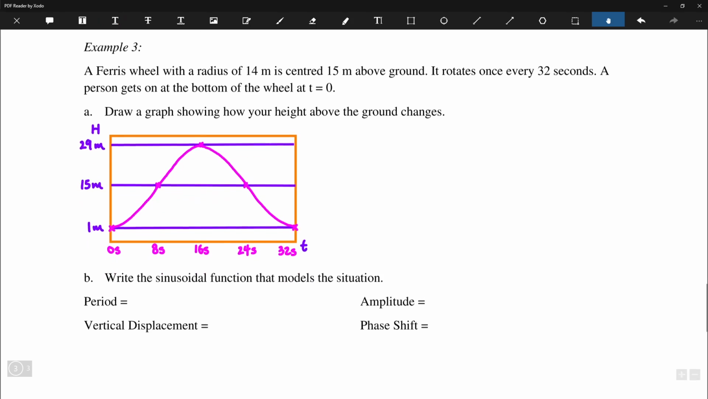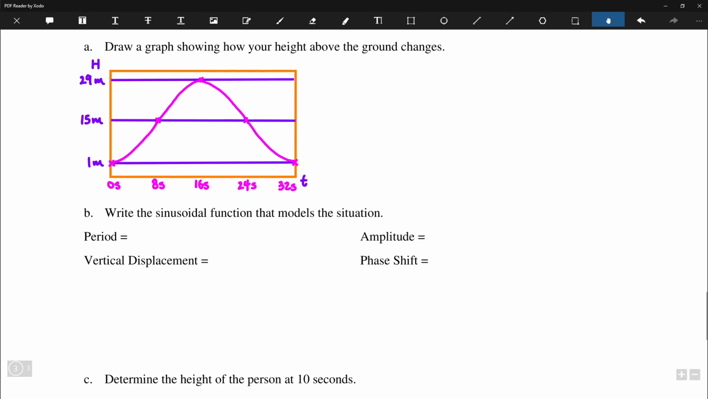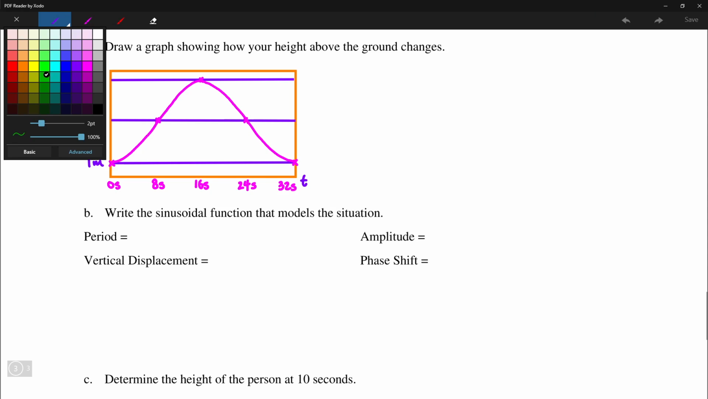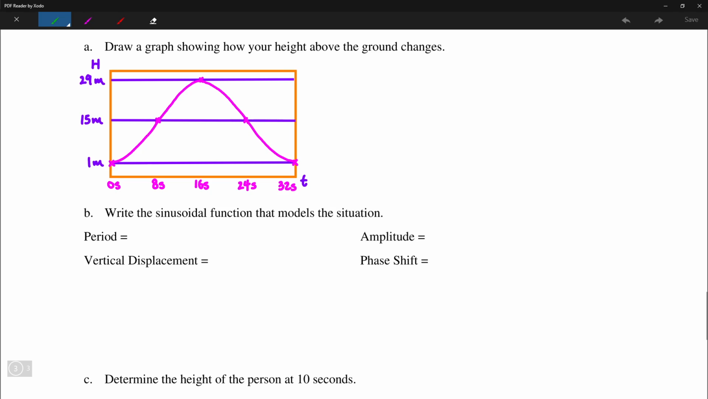Okay, so if we are to write a sinusoidal function that models the situation, then the period we know from above is going to be 32 seconds. The vertical displacement was 15. The amplitude was 14. And the phase shift now, of course, depends on what kind of trigonometric function we want to use. So there are 4 possibilities. It's either a positive cosine function, a negative cosine function, a positive sine function, or a negative sine function. Those are the four possibilities.